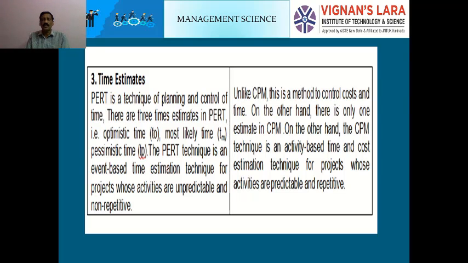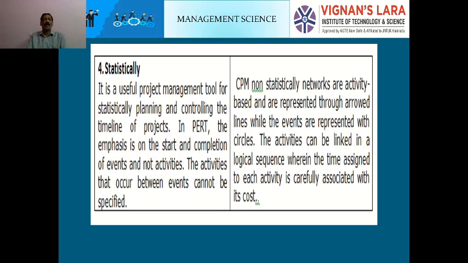On the other hand, the CPM technique is an activity-based time and cost estimation technique for projects whose activities are predictable and repetitive. That means those are repetitive, which is very useful for both. Activities are of a predictable and repetitive nature. The fourth difference is statisticality.